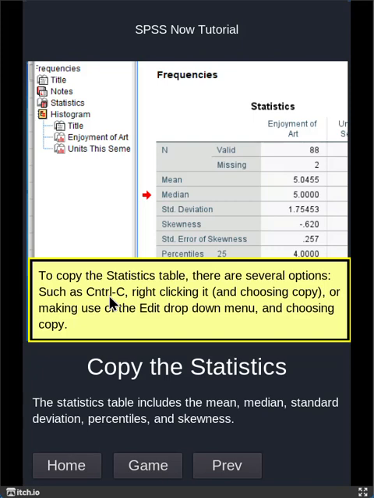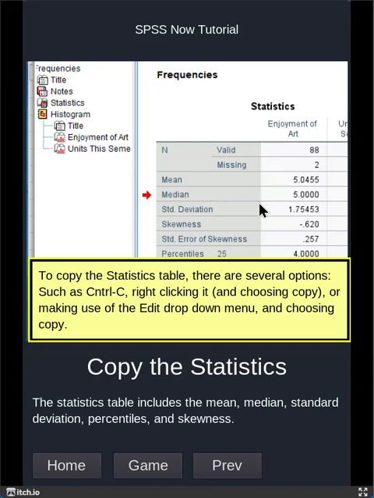And here's our SPSS output. So we have the statistics table, and it gives us those stats that we had asked for: mean, median, standard deviation, skewness, gives us the standard error skewness, and then the percentiles. That's because we checked quartiles. So we're going to go ahead and copy this and put it into a word processing document.